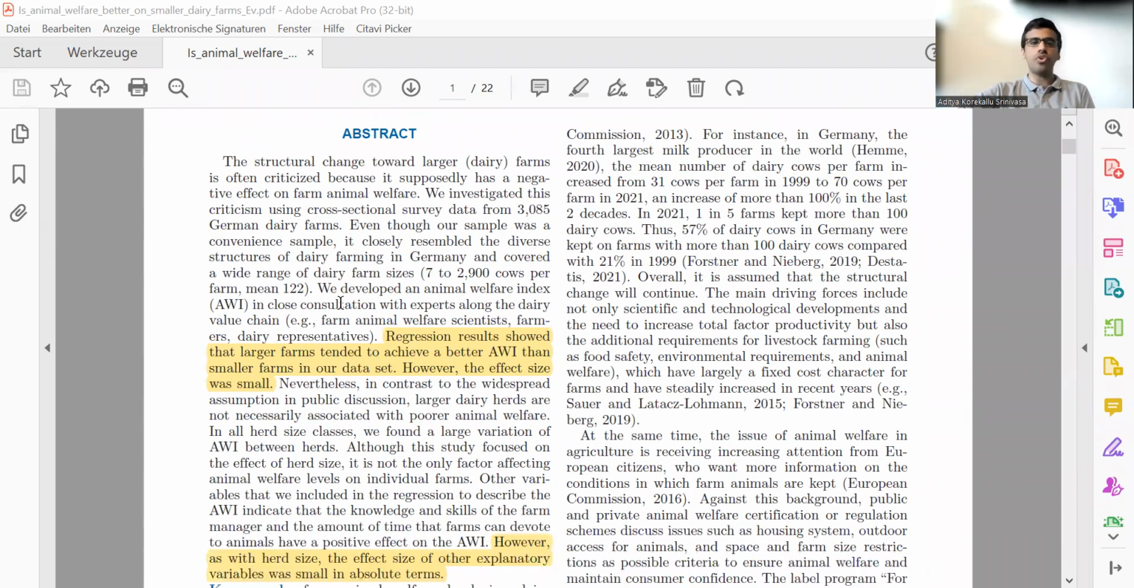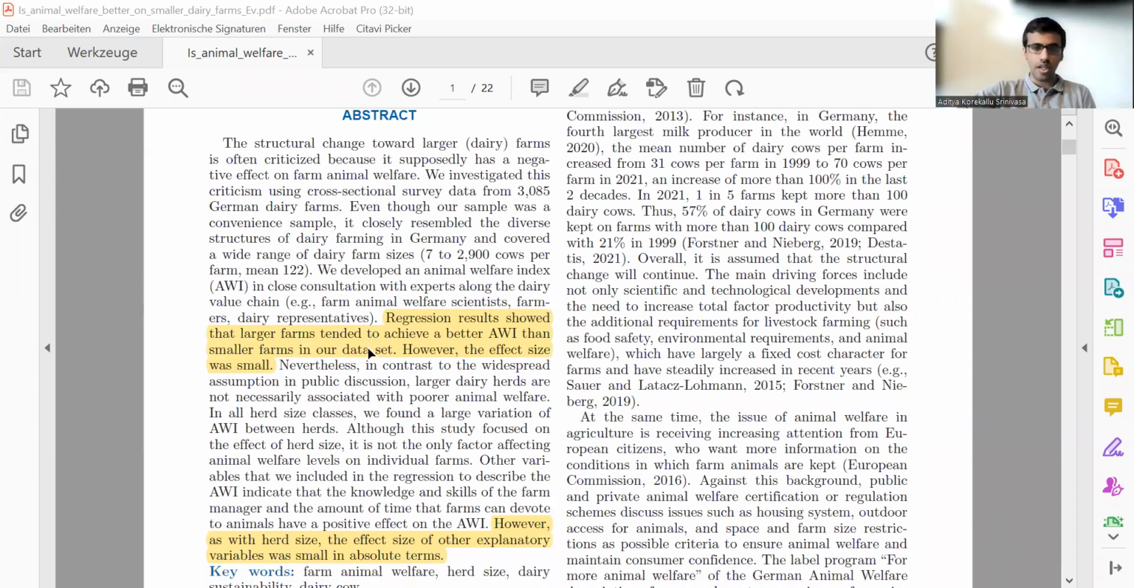I don't want to read the entire abstract right now in front of you. I'll share the link to this paper in the description. You can download and read the abstract. It's really well written. But the point I want to emphasize right now is, see how they talk about the size of the effect. The effect size was small.